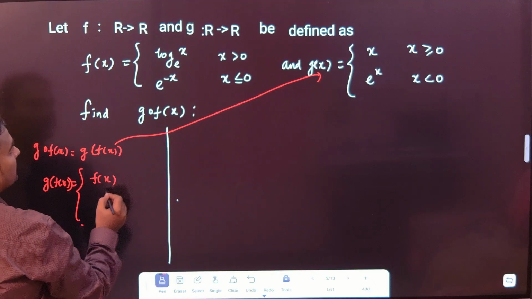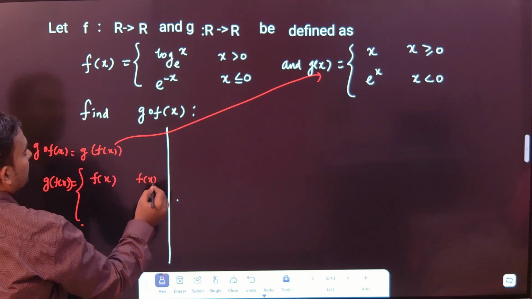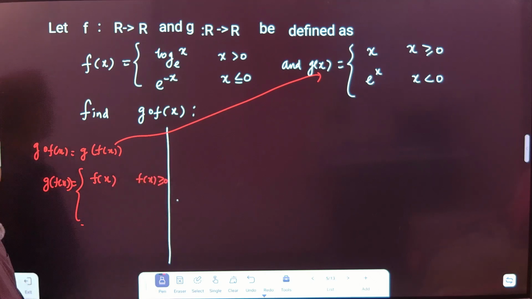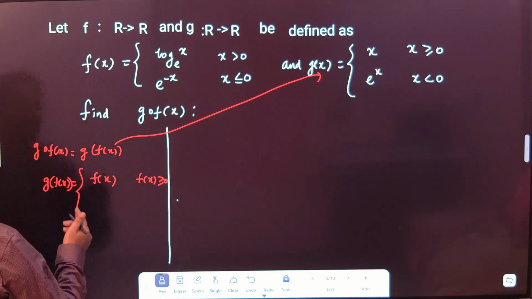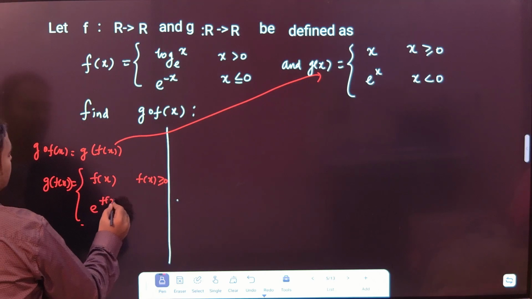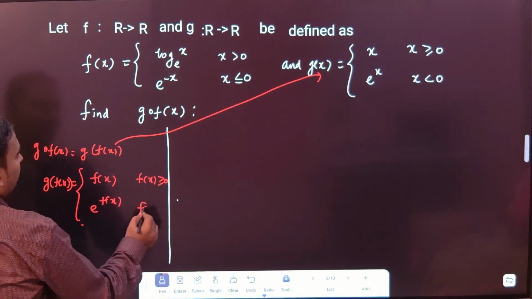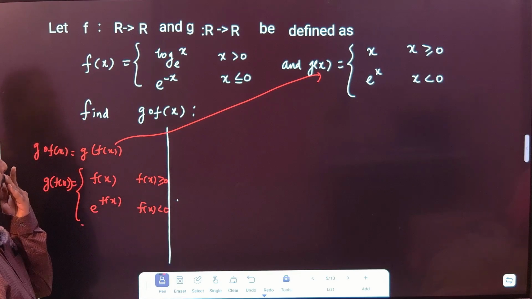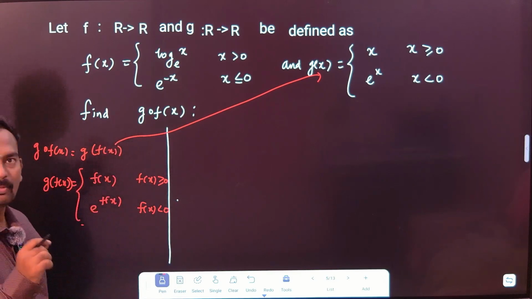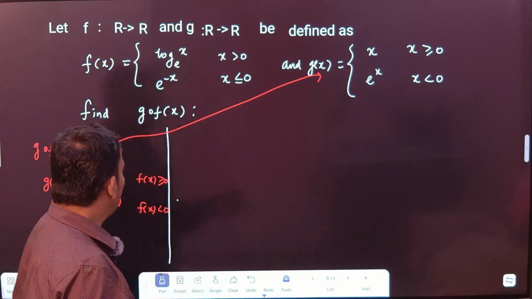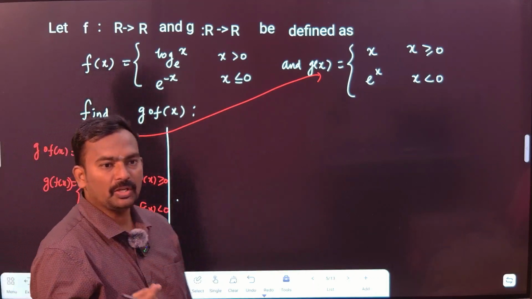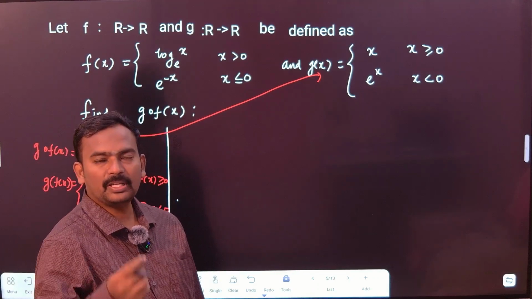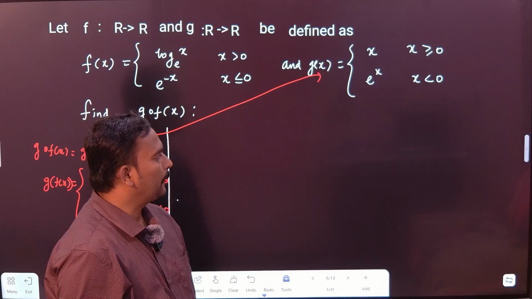f of x, when f of x is greater than or equal to 0. Clear? And second one, you can see e power f of x when f of x is strictly less than 0. This is how you redefine this thing, right? Because g composition f of x means, what's the meaning? You can apply g on f of x. That means f of x is the domain of g.